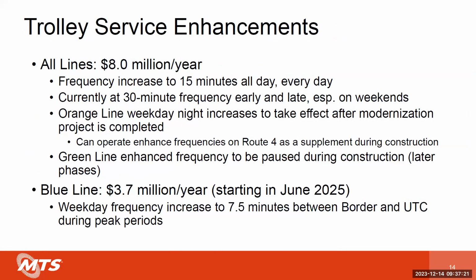We're also proposing a number of service enhancements. One of these is trolley service enhancements: $8 million a year in additional trolley service. We would bring the frequency up to 15 minutes all day on every day on all three routes. The blue line is essentially almost there, but the orange and green lines still have some 30-minute service periods, especially on weekends and at nights. So we would bring all of those up to 15 minutes.